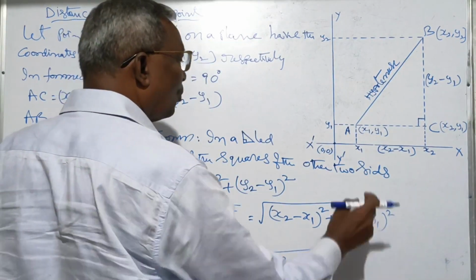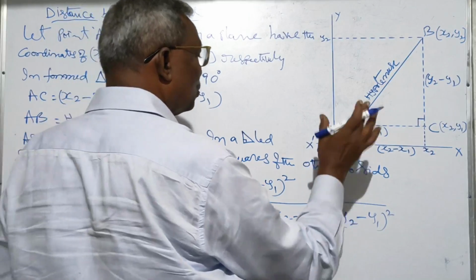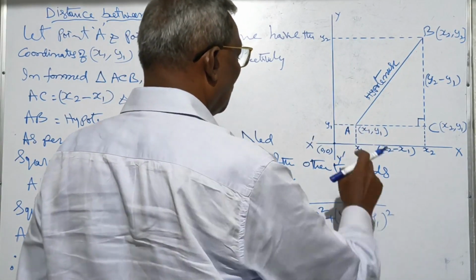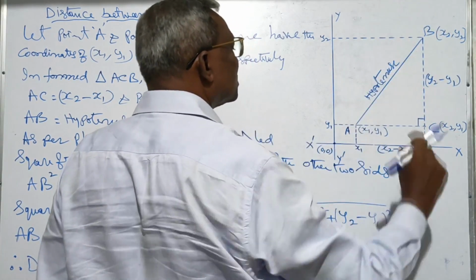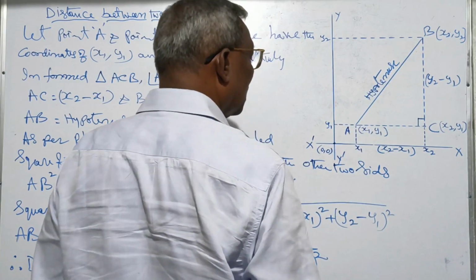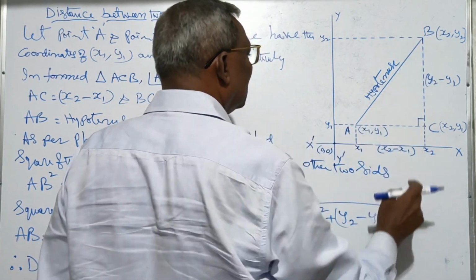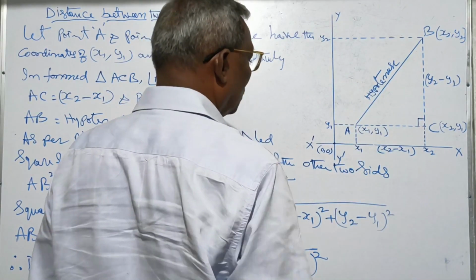But what is AC and what is CB? We only know the 2 point coordinates. Point A coordinates are x1, y1. Point B coordinates are x2, y2. With these two coordinates, we should find AC and CB. Then we know the length of the hypotenuse.